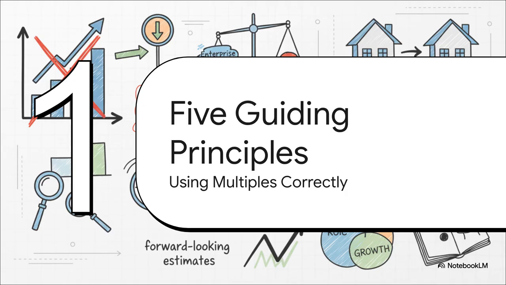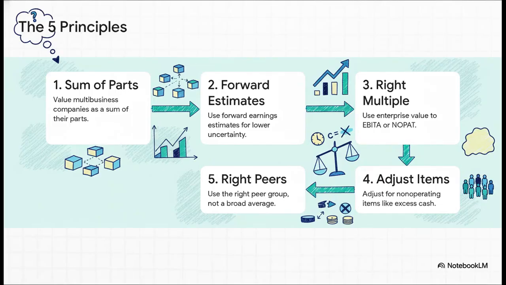So to avoid these kinds of mistakes, let's walk through 5 guiding principles for using them the right way. This is the framework that separates a wild guess from a real, solid valuation. All right, here they are. First, you've got to look at companies as a sum of their parts. Second, always use forward estimates. Third, and we've already seen how critical this one is, use the right multiple. Fourth, adjust for things that aren't part of the core business. And finally, be incredibly careful about who you're comparing the company to. Let's break a few of these down.